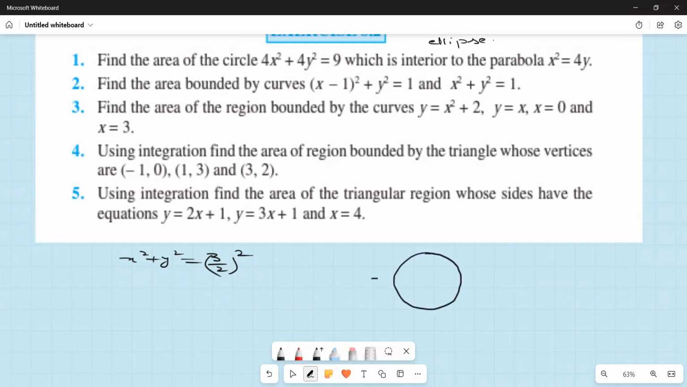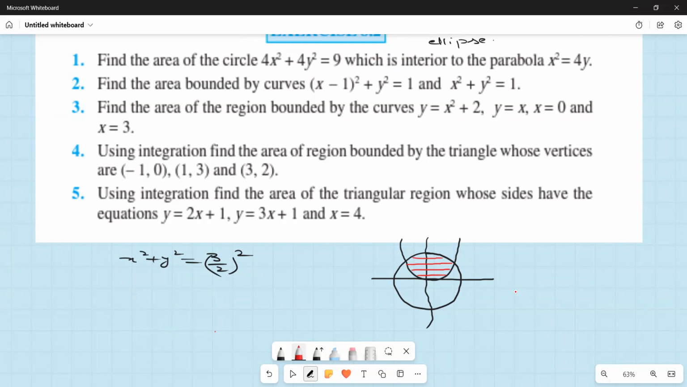And the parabola, if I draw this, this parabola is upper side, right? We need to find this area. They can give it as an equation also. What will that be? 4x square plus 4y square less than or equal to 9 and x square less than or equal to 4y. Clear? Or they can just make it over here also in the form of x.